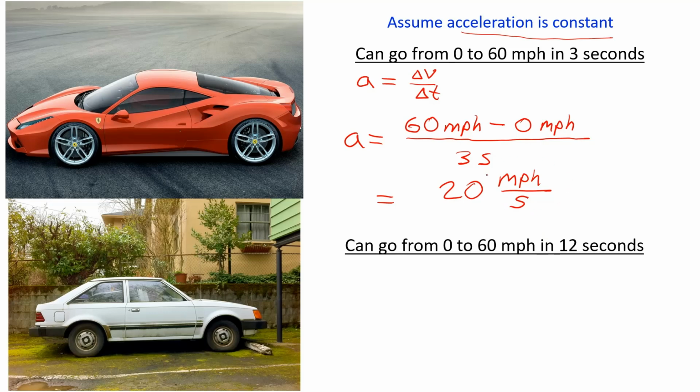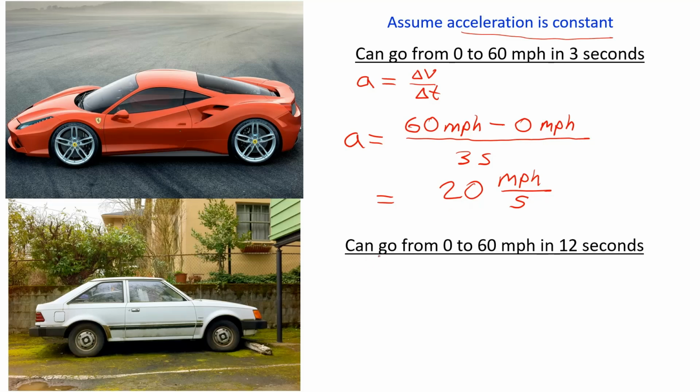These units of miles per hour per second aren't usually used, but I just want to stick with the basic concept of acceleration, so I won't try to convert that into anything else. But notice that it's a speed on top in terms of units per second. So each second the car is changing by 20 miles per hour.